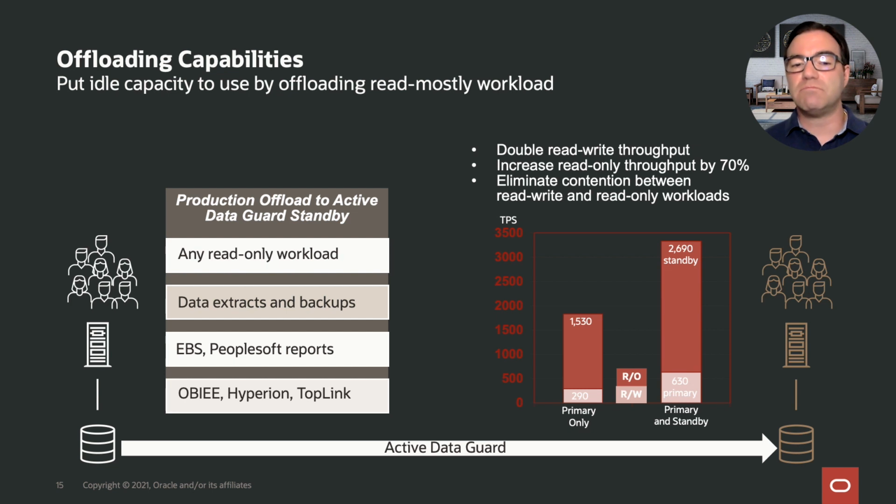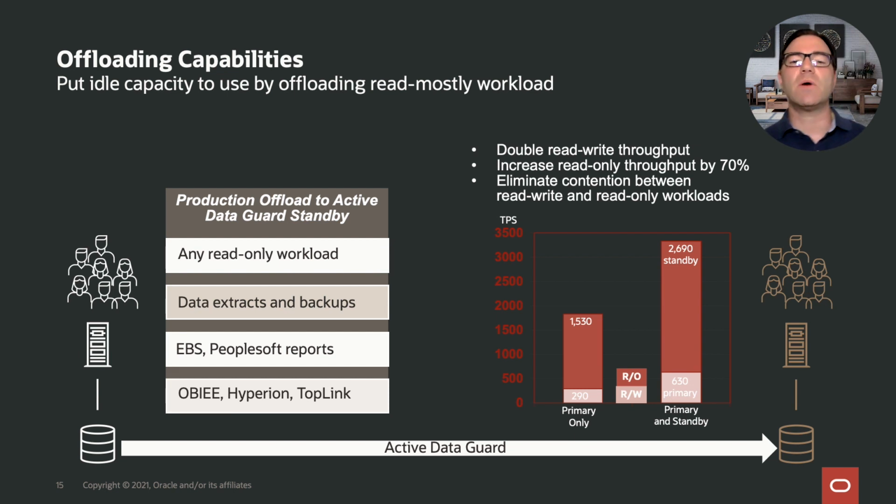You can also use the standby for data extracts or running reports, for example, EBS reports, PeopleSoft reports, and so on. What that allows you to do is you can double your read-write throughput because you can use your standby for read-only and have the primary take care of more read-write throughput, or you can increase the read-only throughput by 70% because now you have two databases that can work on these read-only workloads. And you can also eliminate contention between read-write and read-only workloads if such a case happens to you.